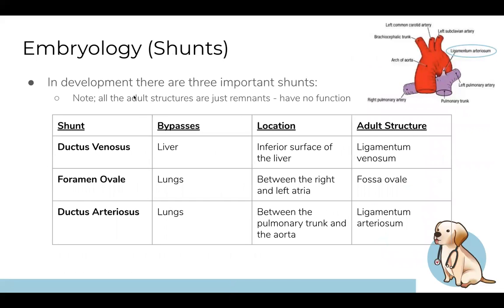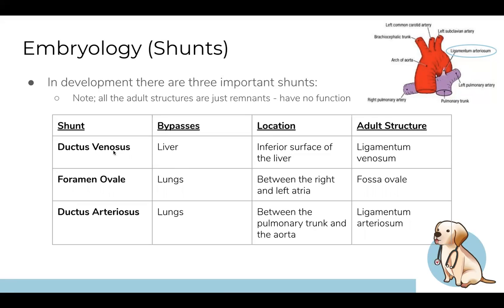So as I mentioned, you have your three important shunts. I want to note that in the adult, these structures just close up and they don't have any function. They just shrivel up, unless you have a pathology, which we will get to. So you have your shunt, the ductus venosus. As I mentioned, it bypasses your liver. Your liver doesn't work yet, so we don't need to go there. So it bypasses your liver and goes straight to the IVC.